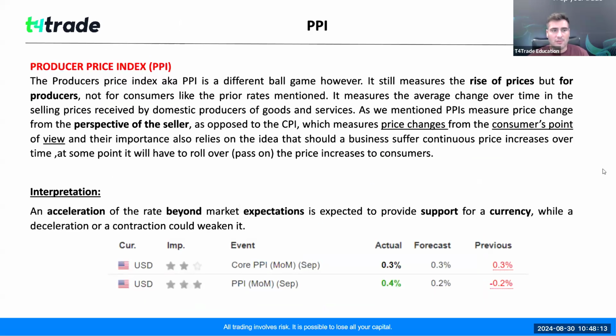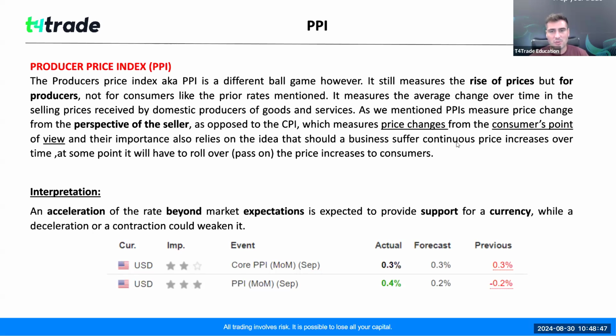Okay, so finally, the last slide, we're going to talk about the producer price index. So far we have been talking from the outpost of the consumer. Now we're going to talk about the producer. The producer price index, aka PPI, is a different ball game. It still measures the rise of prices, but for producers, not consumers. It measures the average change over time in the selling prices received by domestic producers of goods and services.